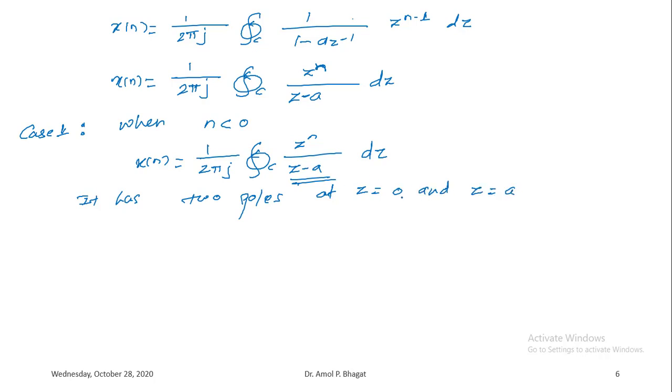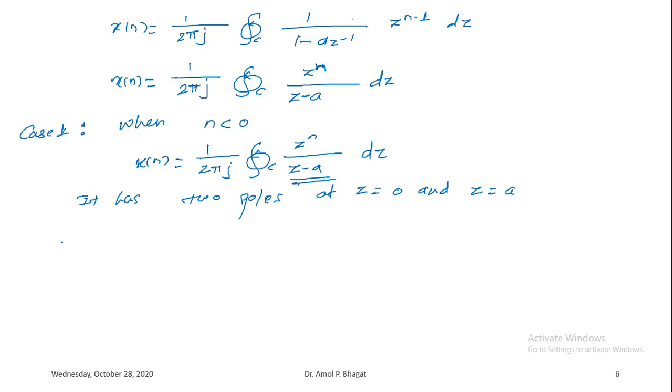Okay, so if you are substituting any one of these two values, if you are substituting z is equals to 0, as n is negative, it will be 1 upon 0, so it will be infinity. And if you are substituting z is equals to a, so a minus a will be 0, so 1 upon 0 is infinity. So for these two values, this will be infinity, therefore it has two poles at z is equals to 0 and z is equals to a when n is negative, right?